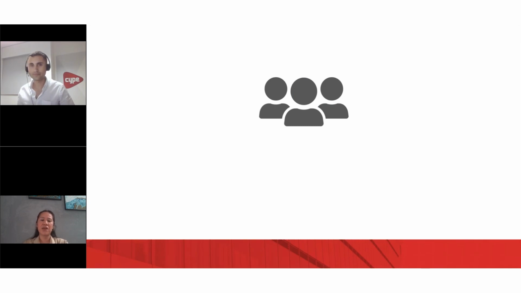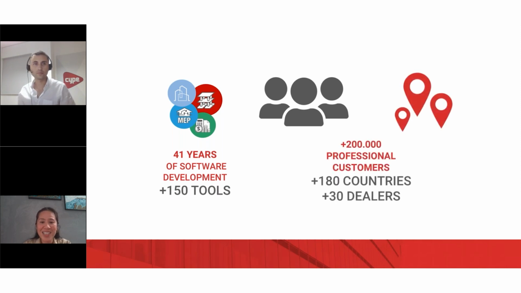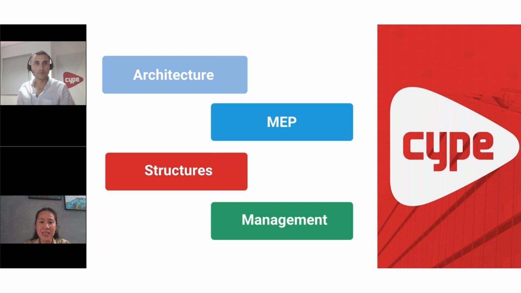Cype's commitment to innovation and quality has made it a trusted partner for construction professionals worldwide. Here you can see on this slide an overview of the key areas that Cype focuses on. The areas include architecture, MEP, that is mechanical, electrical, plumbing, as well as fire, structures, and project management. Each of these areas represents a crucial aspect of the construction and building industry, where Cype software solutions are designed to help professionals achieve their project goals with greater ease and precision.